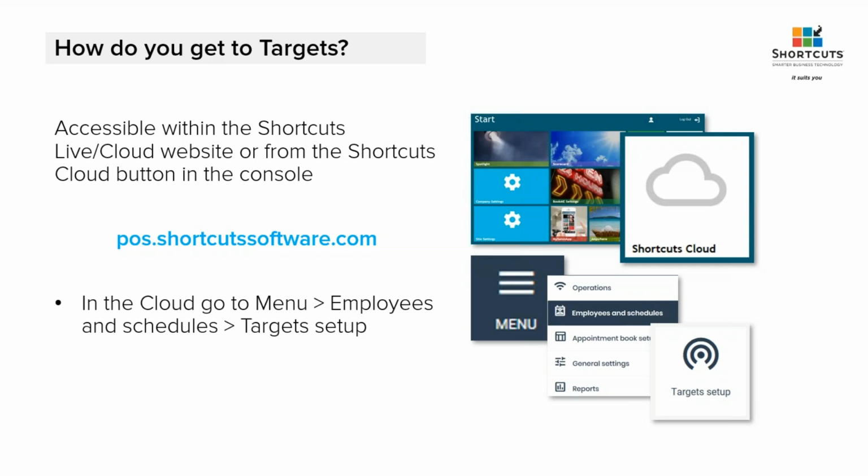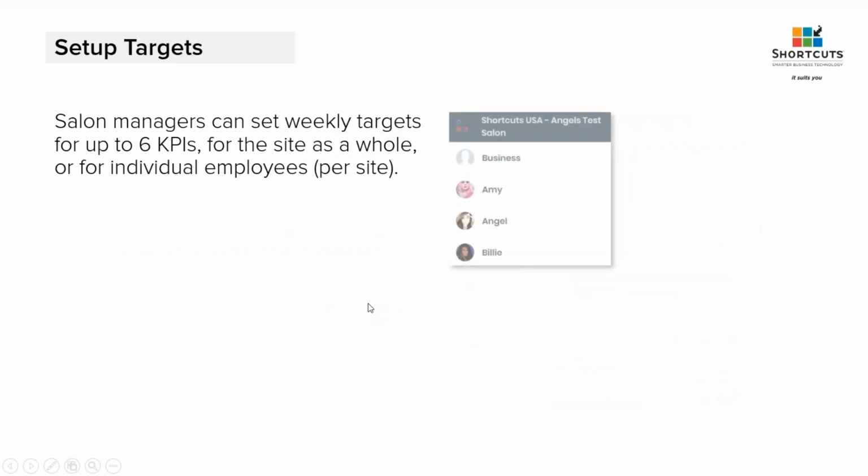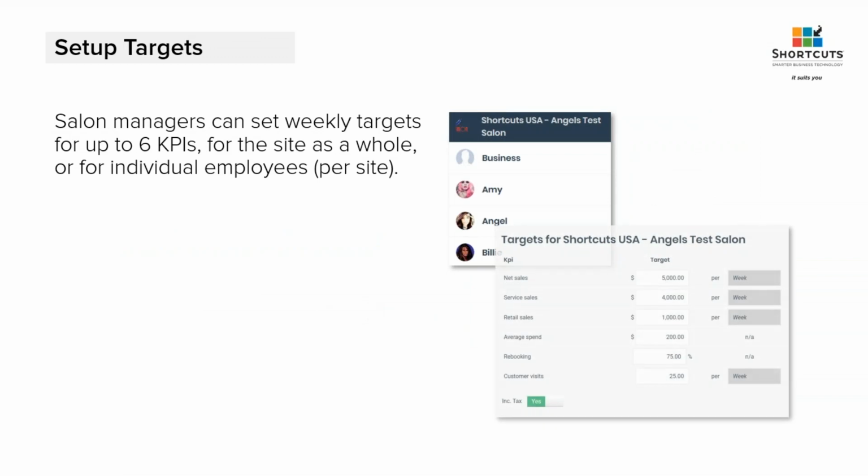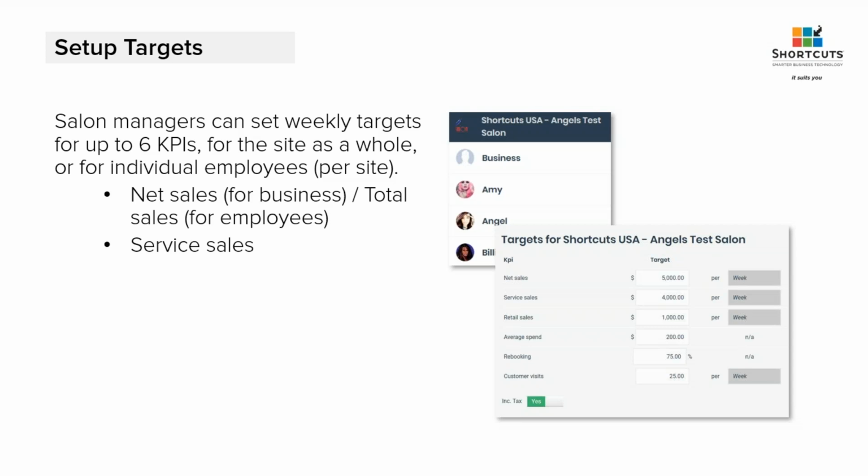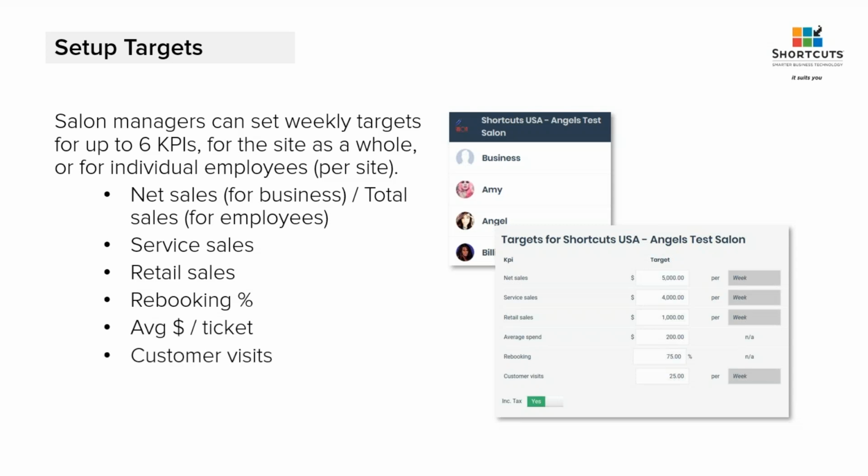So first, look at your KPIs, write yourself some notes. Where would you like to improve? And then log into the cloud and start to set up your targets. So when you're configuring targets, if you are the salon manager, so employees do not have the ability to set their own targets, you would have to do this. So you have 6 KPIs that you can be looking at, and they happen to be very similar to the KPIs that are in the scorecard.